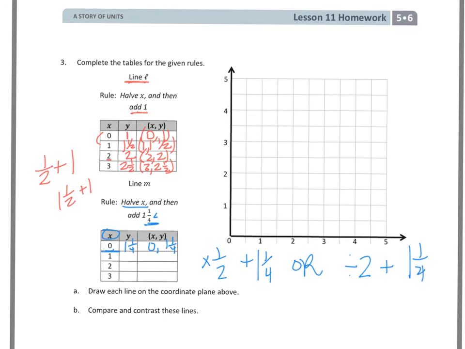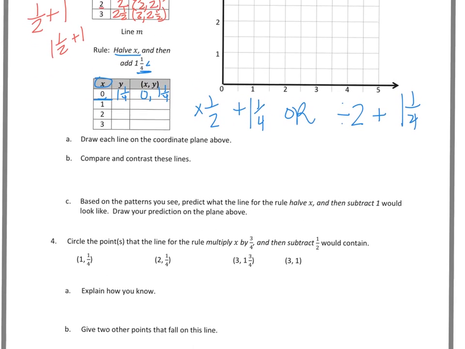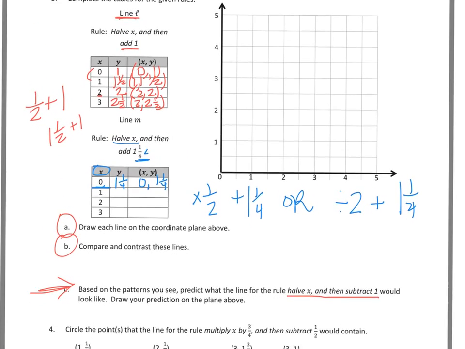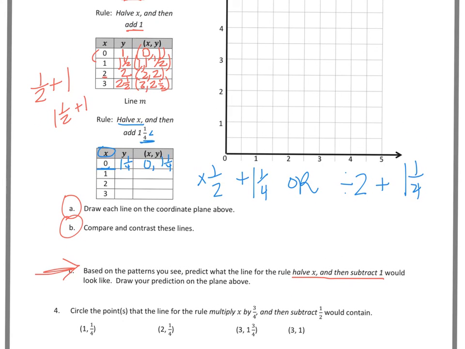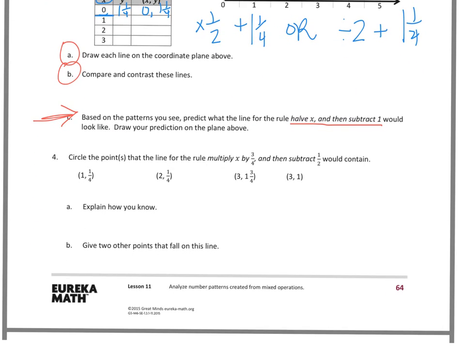So once you get those lines on there, you can compare and contrast those just like we did in the other one. And that's right here after you get them drawn. And then try to make the pattern for half x, then subtract 1 instead of adding 1 1/4. Or adding 1, because we did that up here. So now you're subtracting 1 from it. And then you'll circle the points that are going to fall on that rule right here.